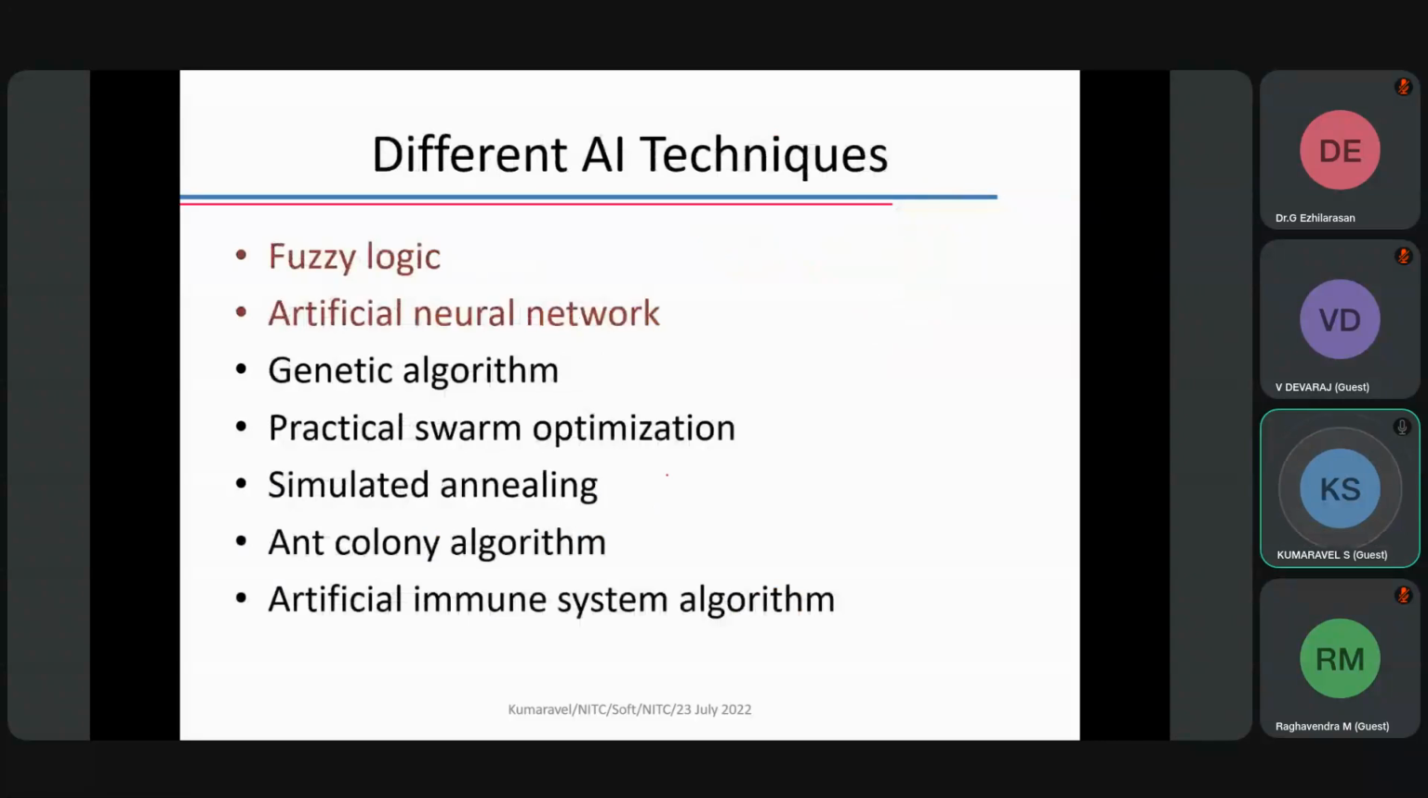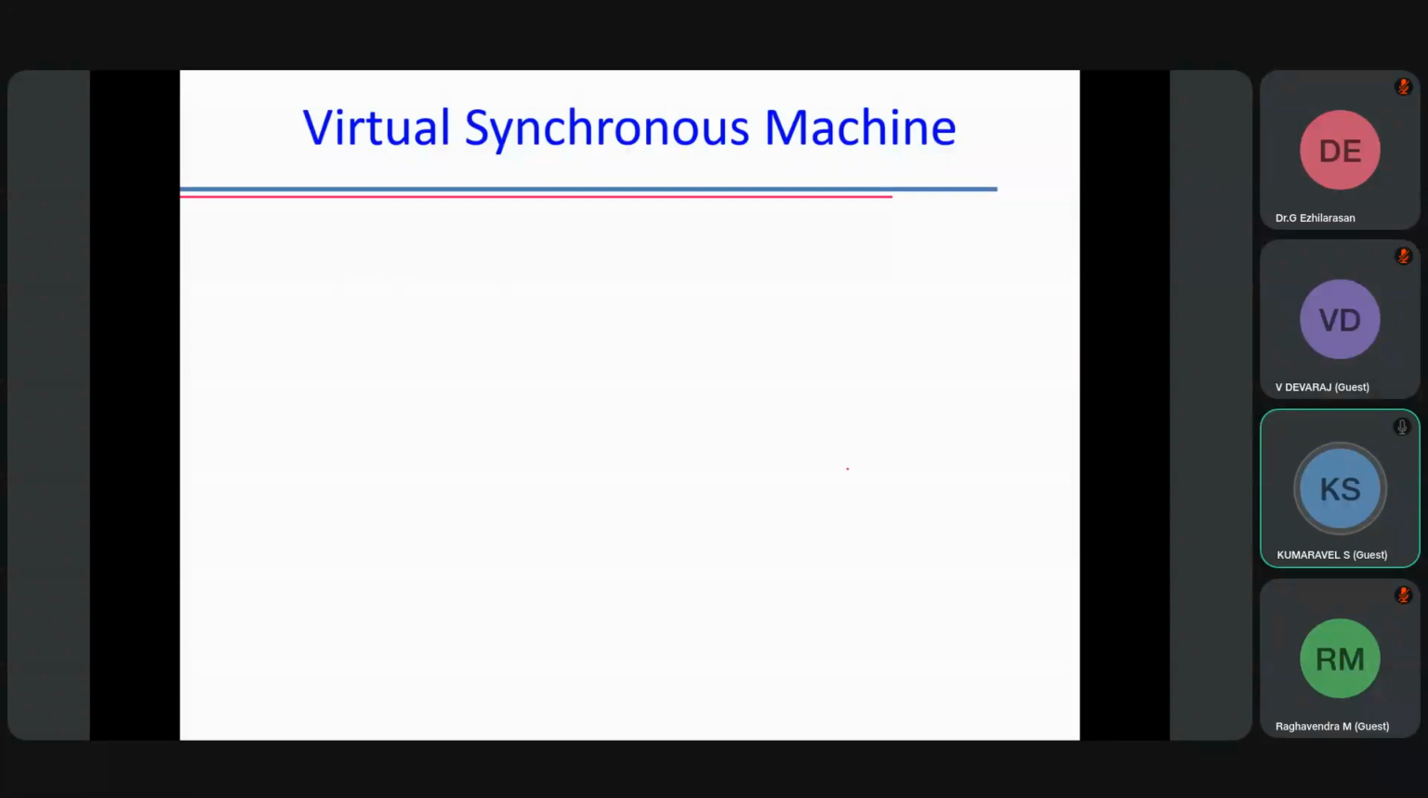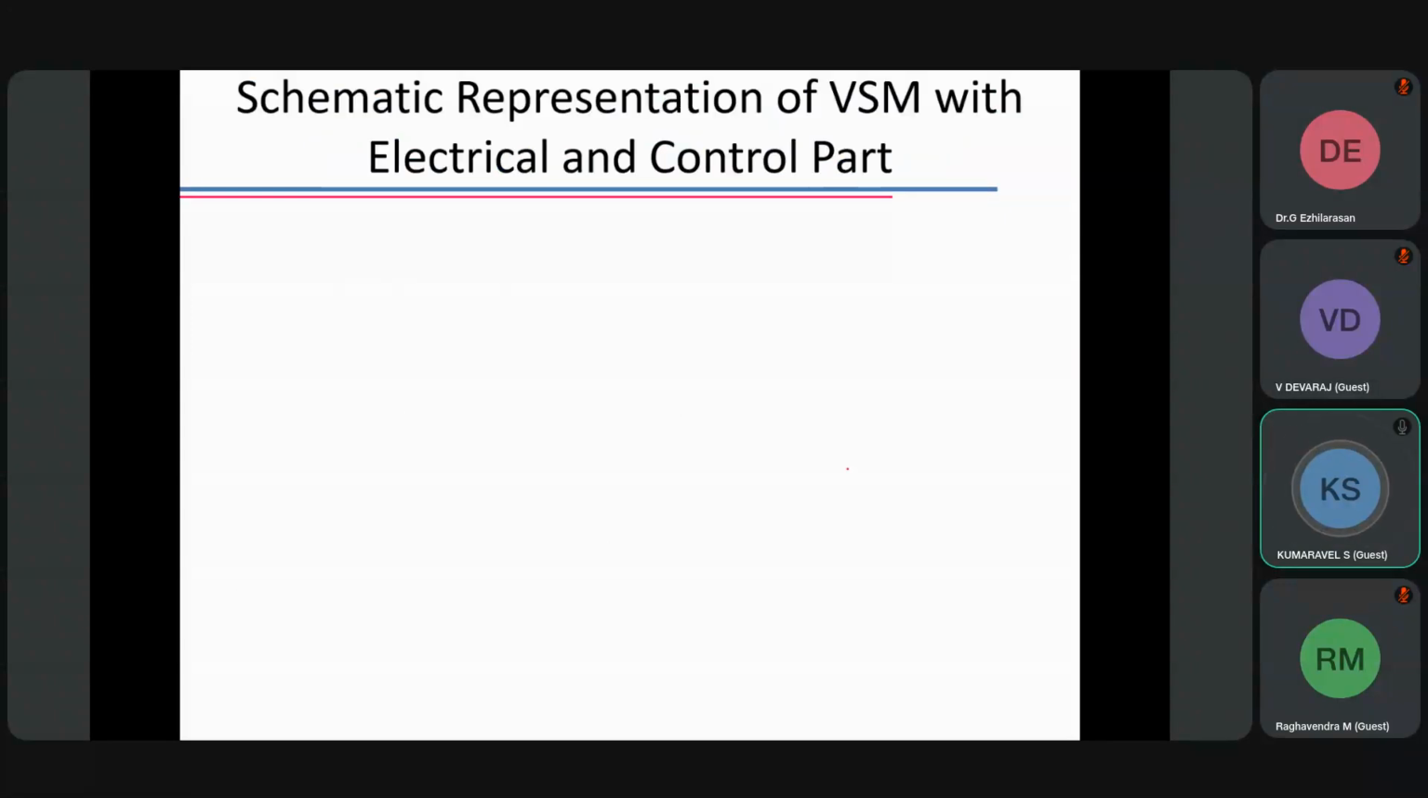These are various AI techniques like fuzzy logic, artificial neural network, now called machine learning, genetic algorithm, particle swarm optimization, simulated annealing, and ant colony optimization. Many names are coming up today under the topic of AI, artificial intelligence. So these tools we are using directly or indirectly.